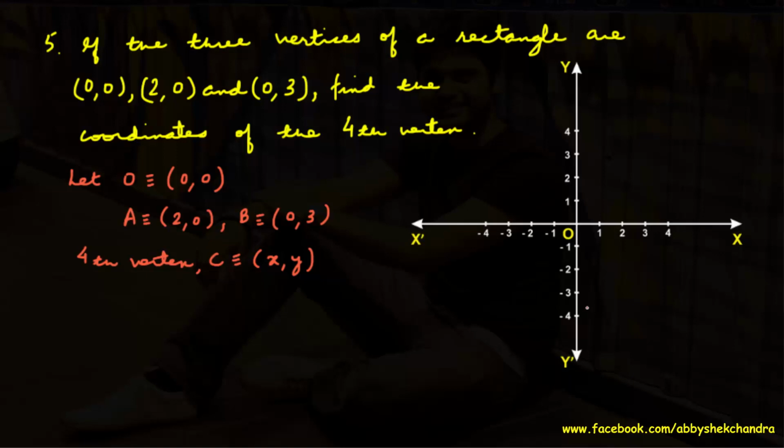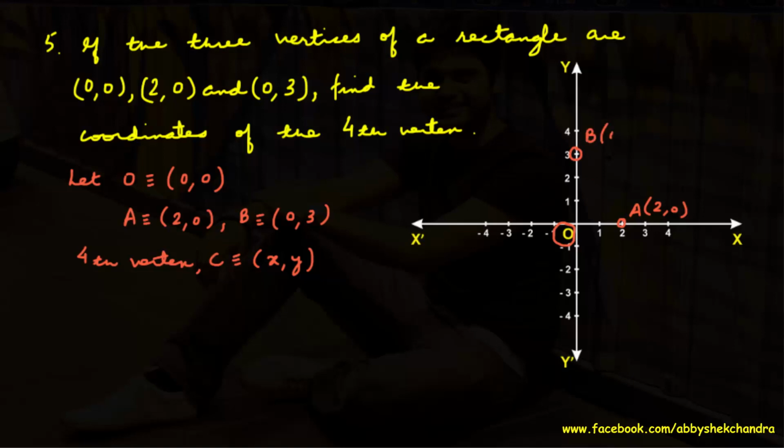Clearly O is the origin, so it is this point. Coming to the point A, its x coordinate is 2 while its y coordinate is 0. So A will be this point. Coming to the point B, its x coordinate is 0 and y coordinate is 3. So B will be this point.